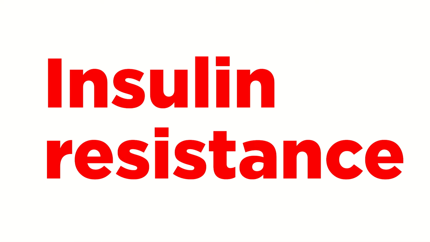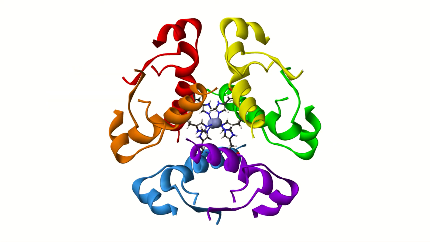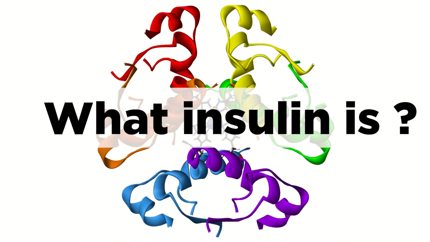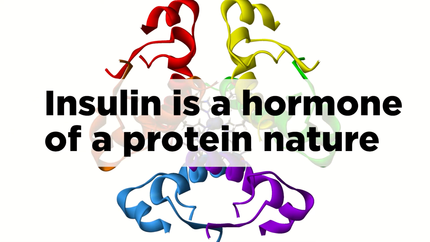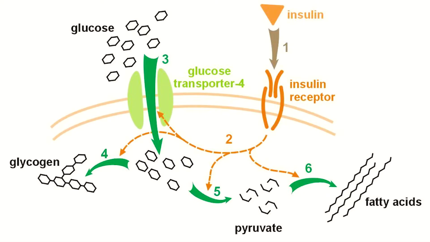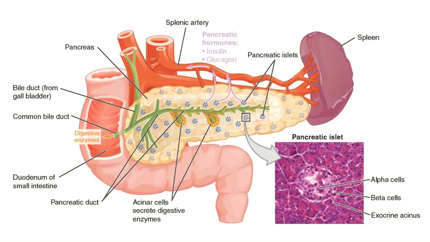Insulin resistance. Before moving on to insulin resistance, we need to understand what insulin is. Insulin is a hormone of a protein nature. Its main action is the utilization of glucose in the body. Insulin is produced in the beta cells of the pancreas.